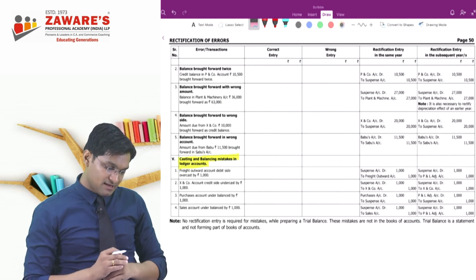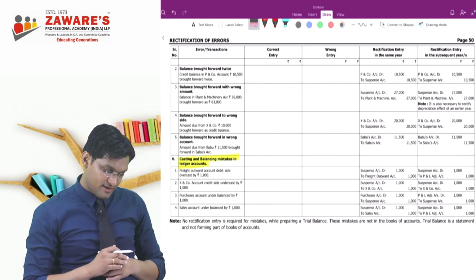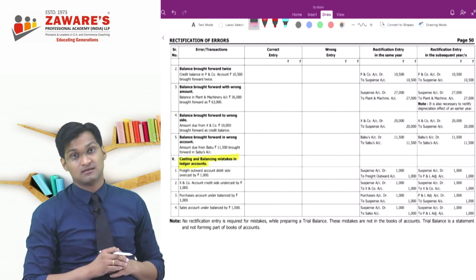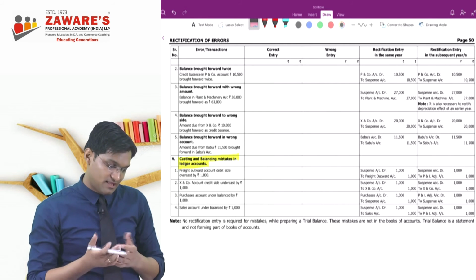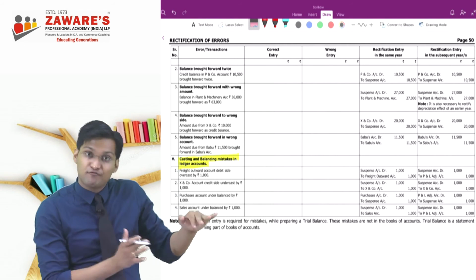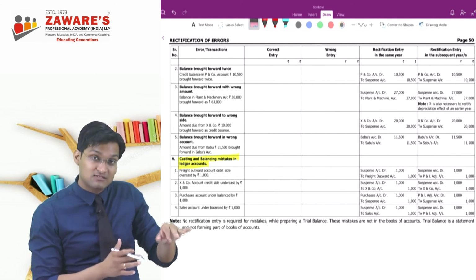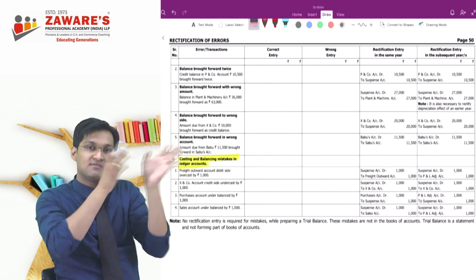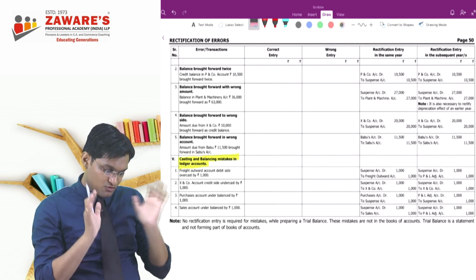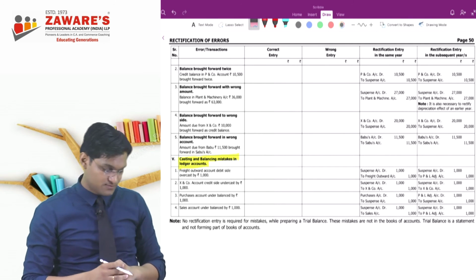Credit balance in P and company account 10,500 brought forward twice. P and company is your creditor. It has credit balance of 10,500. You have brought it forward, but you have brought it forward twice, means excess credited. No problem. P and company will be debited by 10,500 and you will credit suspense account.